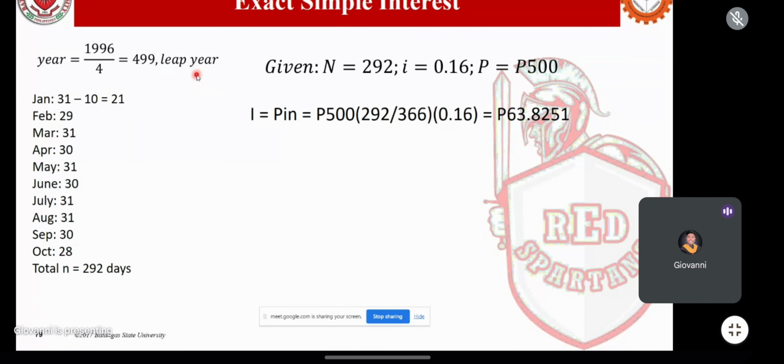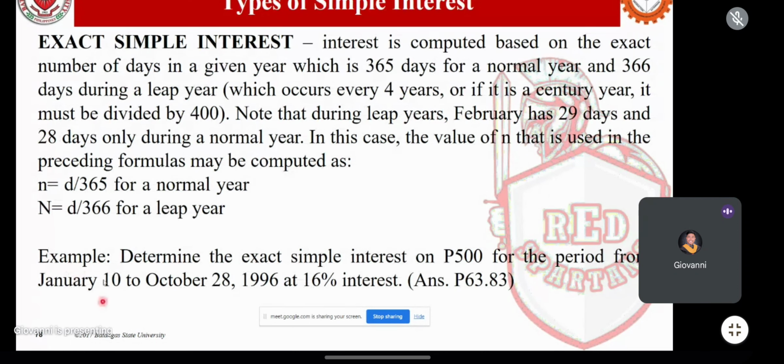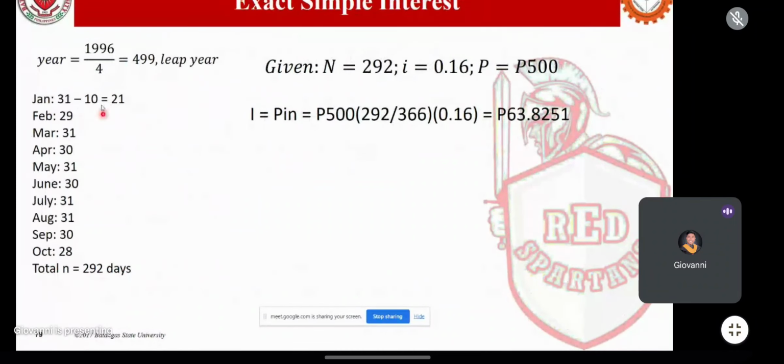Next, how do we know how many days the first month and the last month are in our given problem? To know how many days the first month has, you just have to subtract the given date from the number of days in that month. For this example, we have January 10. So 31 minus 10 equals 21.